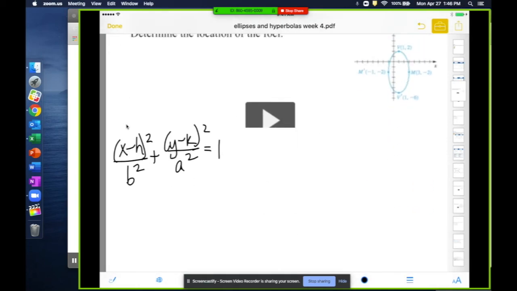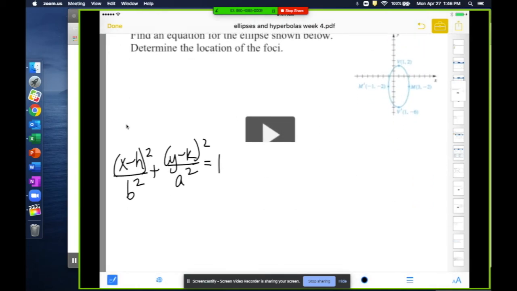So what I'm going to do first is take a look at my ellipse and just determine the center. That's pretty much the easiest thing I can do. If I look in the middle of all four of these points and calculate that, it's going to be approximately negative 1, negative 2, and then 3 comma negative 2. So in between those two is going to take me to positive 1 comma negative 2.